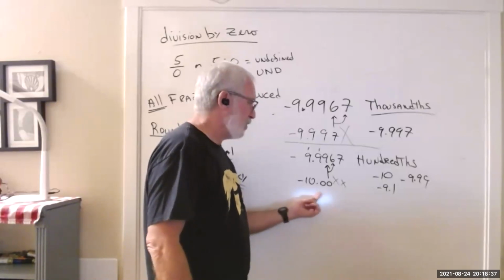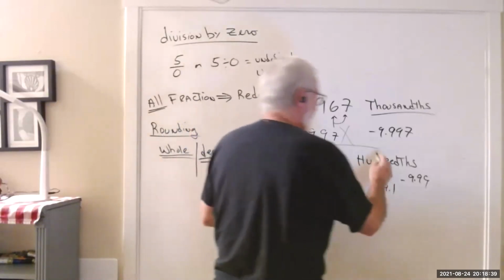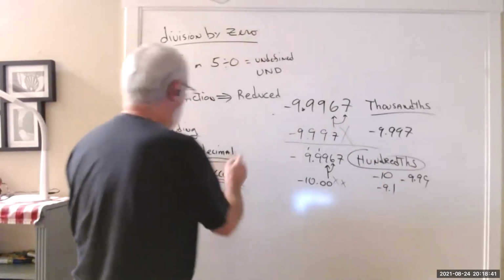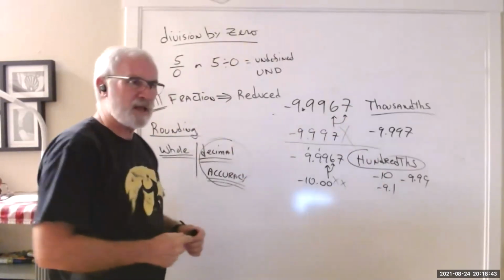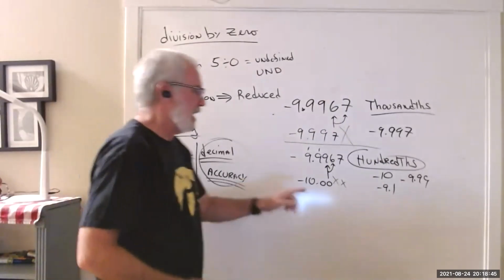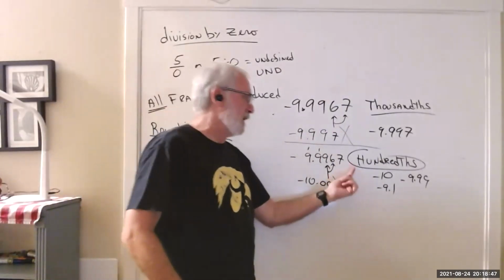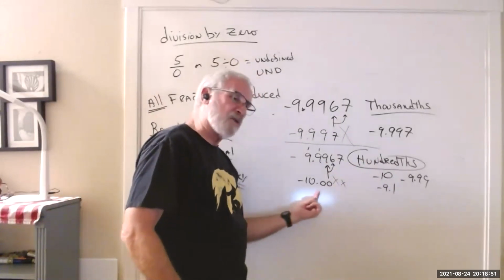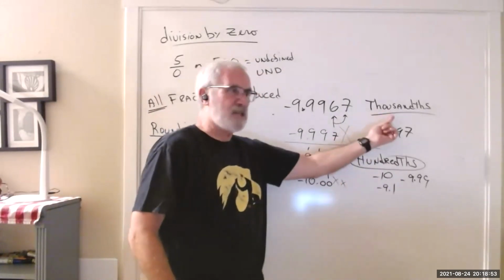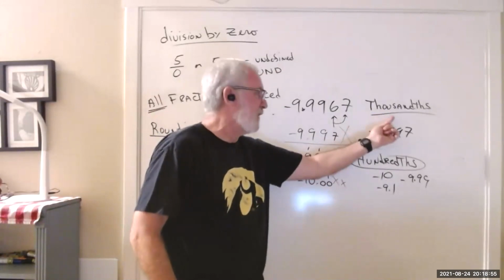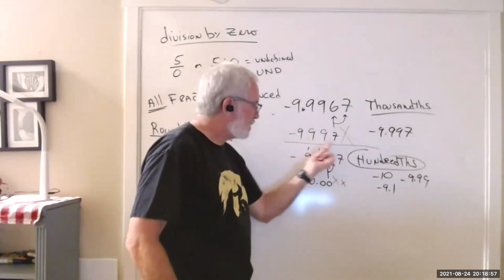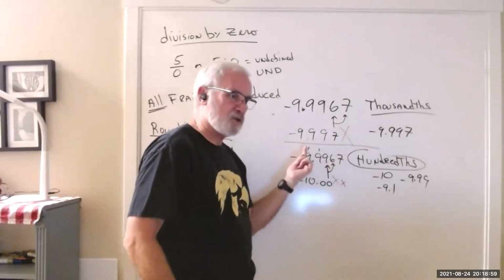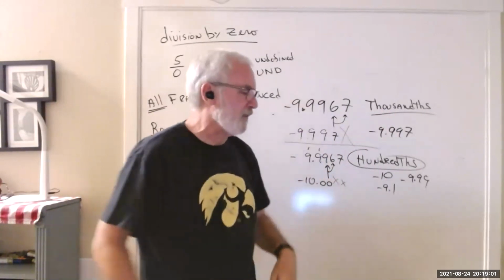Negative 10.00, because in decimals, remember I told you, decimals are weird, they imply accuracy. If you're rounding in decimals and it says hundredths, then you better have something in the hundredths position. If it says thousandths and you're rounding in thousandths, then you better have something in the thousandths position. All right, enough of that.